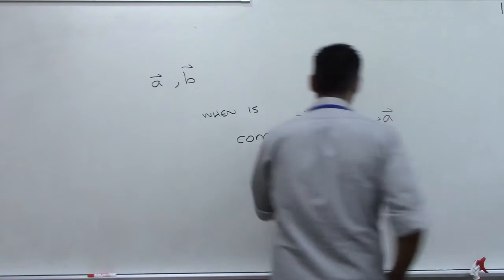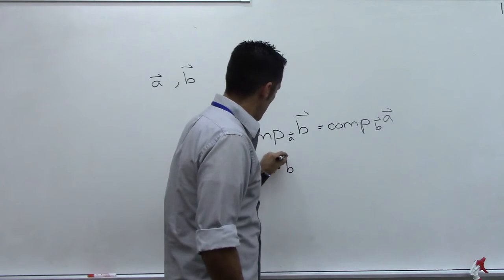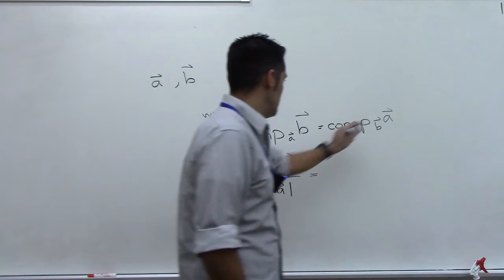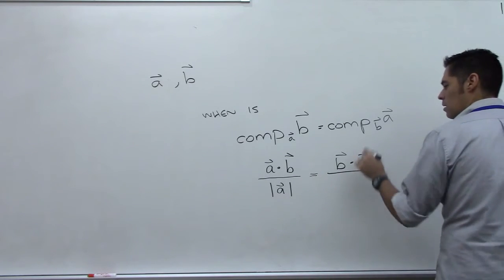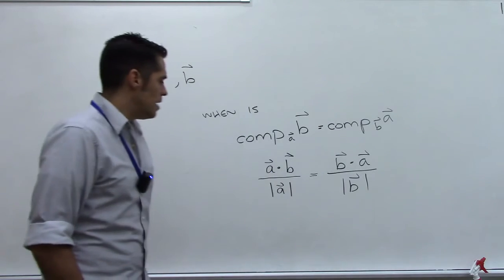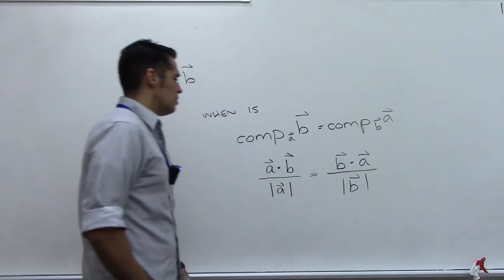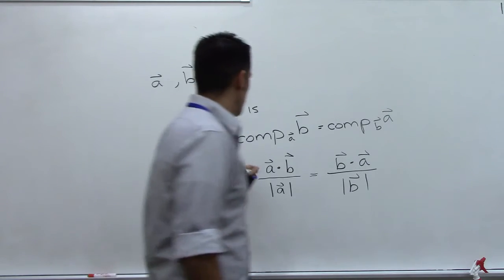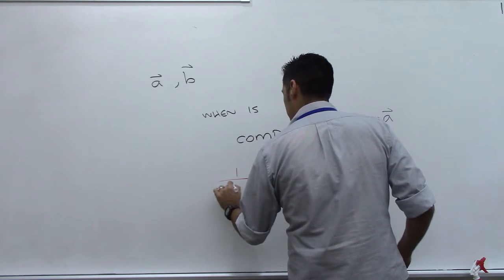Well, let's just write down the definitions here. This right here means A dot B over magnitude of A. When is that equal to this one, which means B dot A over magnitude of B? Well, what we know right now is that A dot B equals B dot A. Dot products are commutative, so the numerators are equal. So I can basically divide through, or multiply through, by 1 over A dot B.